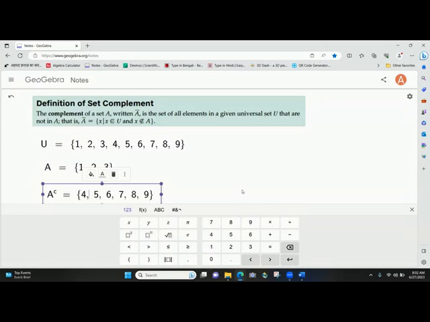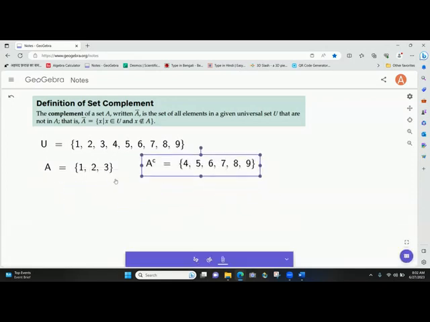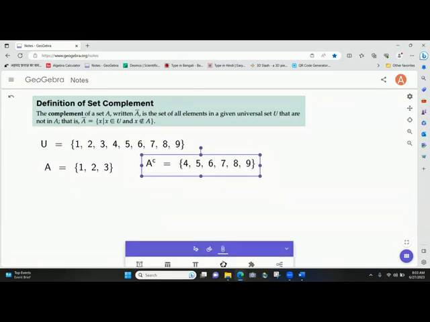Okay, better. So once again, A and A complement have nothing in common. However, when put together, they form the universe. So let me do one more example, okay?